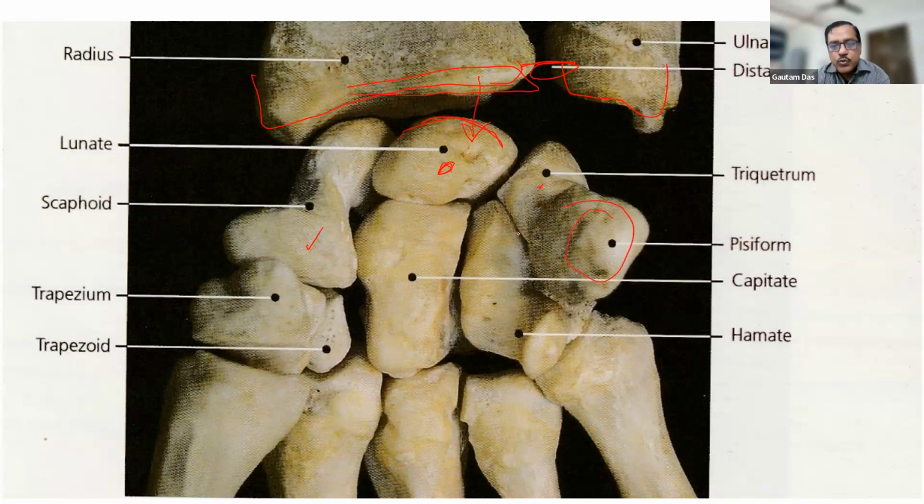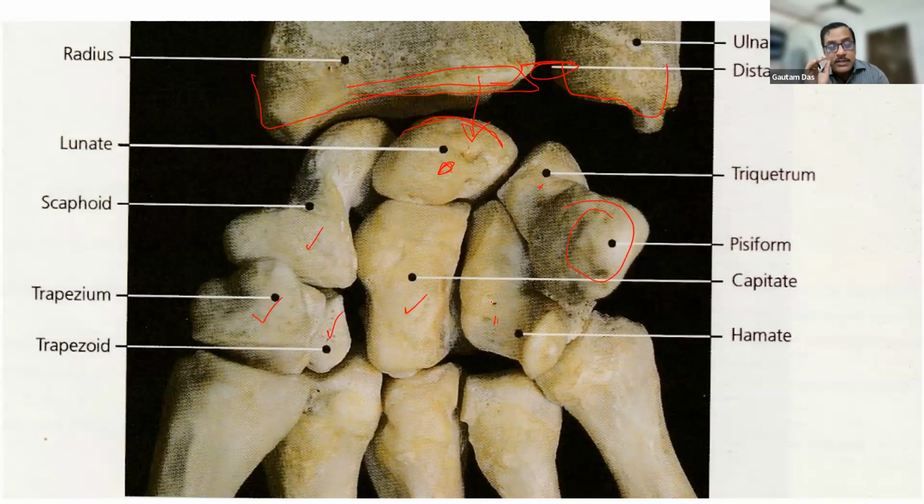So this is the first row of the carpal bones. Then the second row, "Try To Catch Her." Try is trapezium, To is trapezoid, Catch is capitate, and Her is hamate. Now here, just try to remember the shape and which part is occupied by which bone. This is also very important.